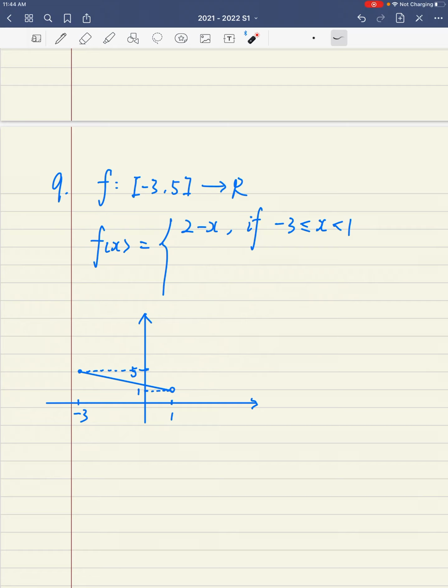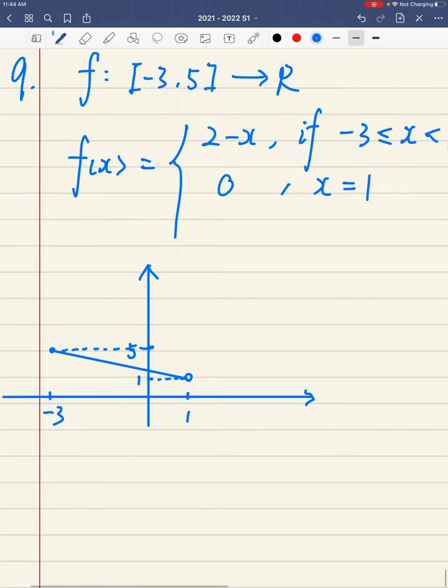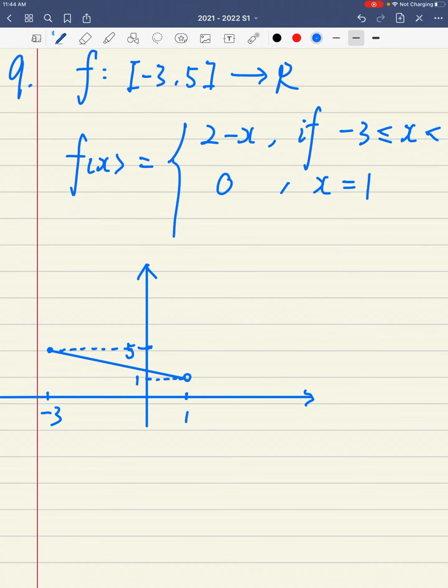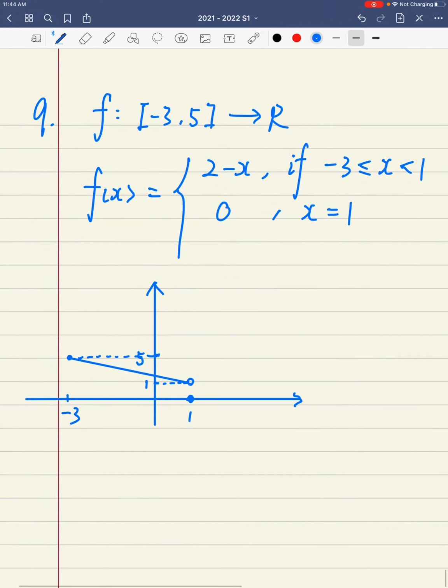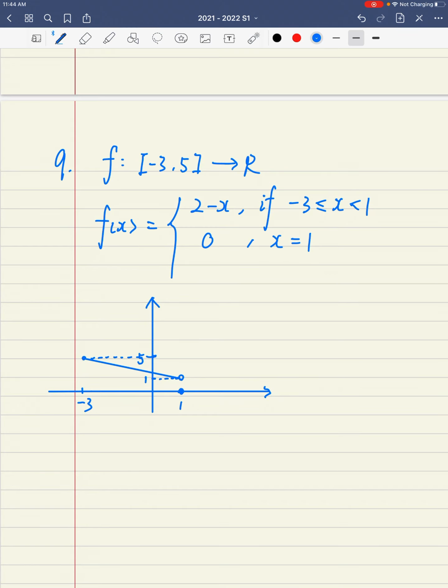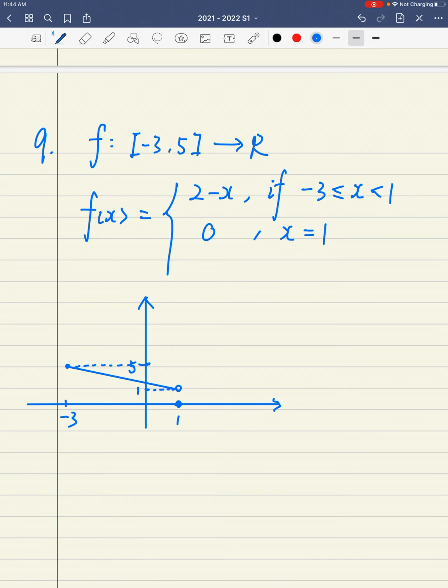When x is 1, then what's the value? When x is 1, the function's value is 0. So we draw the point here: when x is 1, the function's value is 0, so here is a dot on the x-axis. Then when x is between 1 and 3, the function is square root of x.